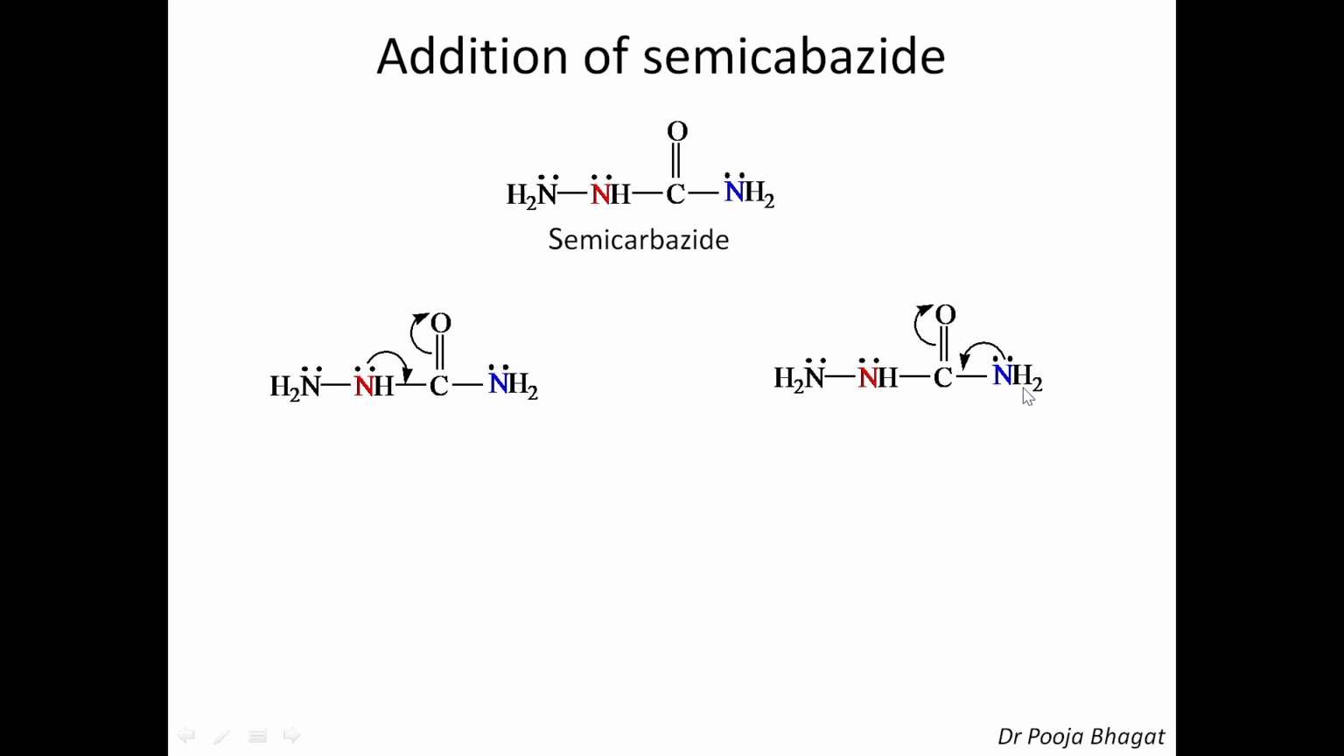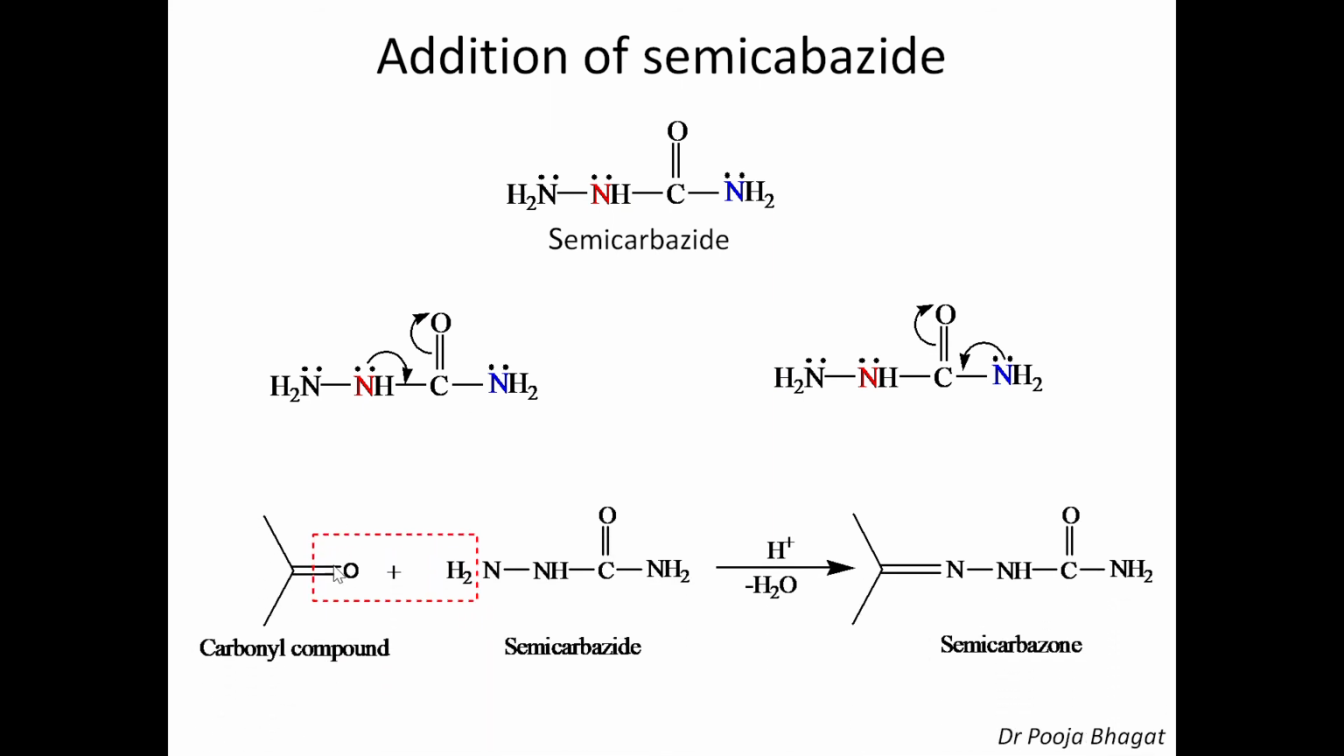So on blue nitrogen, electron pair availability is less due to resonance. On red nitrogen, electron pair availability is also less due to resonance. So if you compare the three, the black nitrogen is the stronger nucleophile. So this nitrogen will react with the carbonyl group. You can see here, this is the carbonyl compound. This is semicarbazide. Two hydrogens from here, oxygen from here, to give you this, which is semicarbazone. So semicarbazide will give semicarbazone.